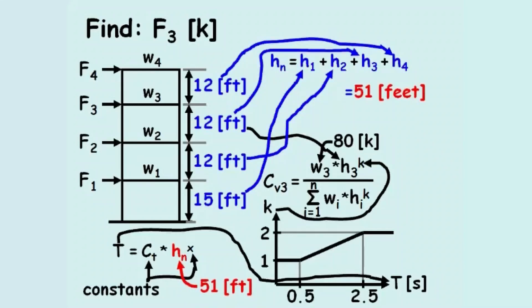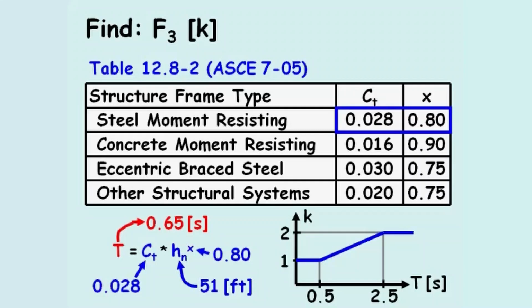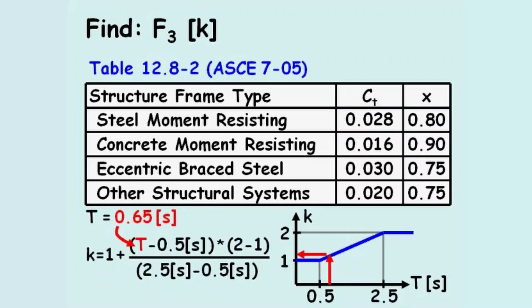The constants Ct and x are determined using table 12.8-2 in ASCE 7. Since the problem states the office building is constructed with a steel moment resisting frame, the values of Ct and x are 0.028 and 0.80 respectively. This makes the approximate period of the building equal to 0.65 seconds. Using linear interpolation, 0.65 seconds corresponds to a k value of 1.075.